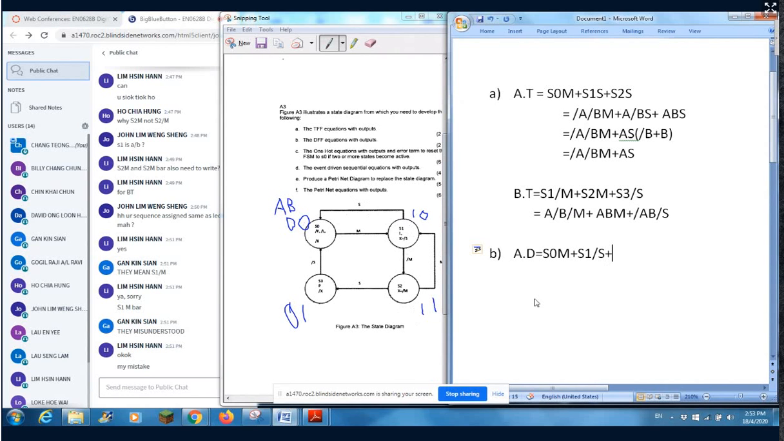Then the next one is when we go to S2. Right now S1 is done, go to S2. S2, right now is 1. So 1 goes to 0, and then this is 1 goes to 1. Again, we take 1 goes to 0, negate the input. So it's S2 S bar.